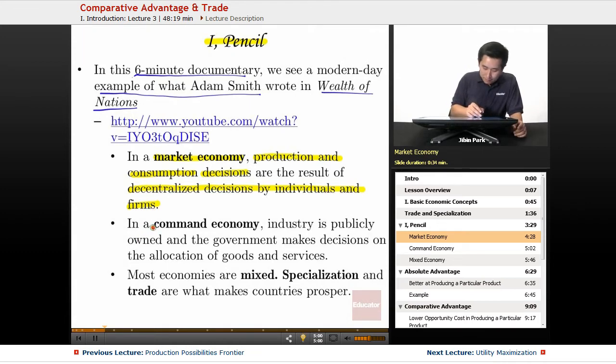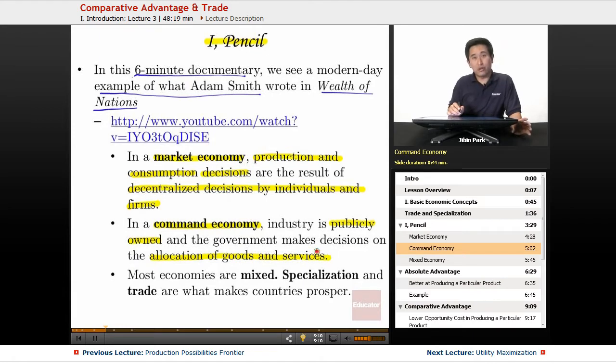At the same time, there's something called a command economy, in which industry is publicly owned, and the government makes decisions on the allocation of goods and services. So in a command economy, rather than individuals making decisions on what to buy and purchase, it's the government that actually makes these decisions. The most notable example would be North Korea. In North Korea, the government has a huge say in economic decisions.